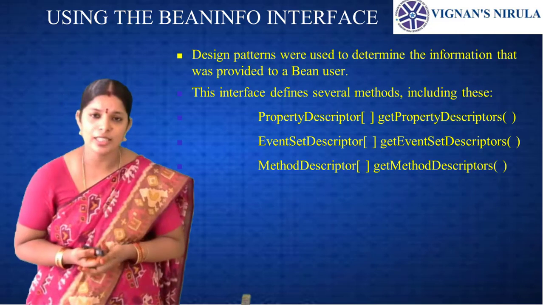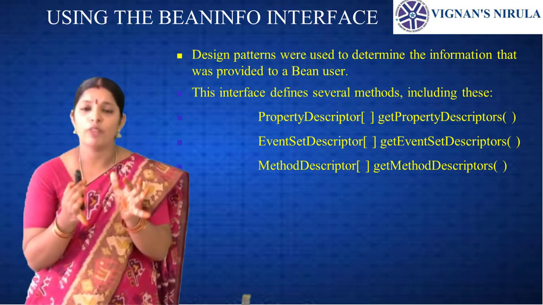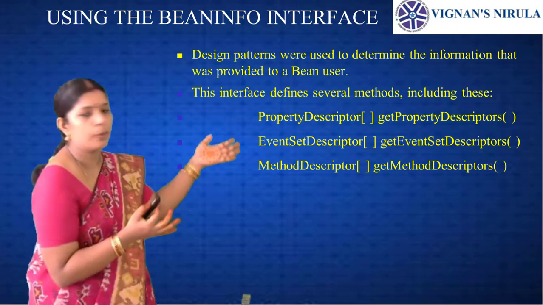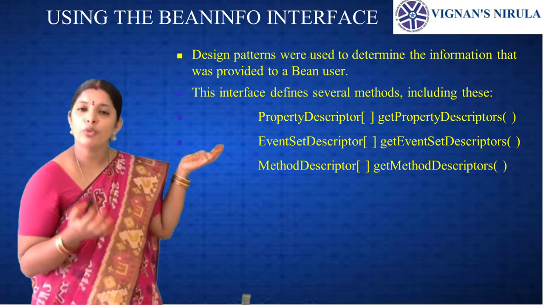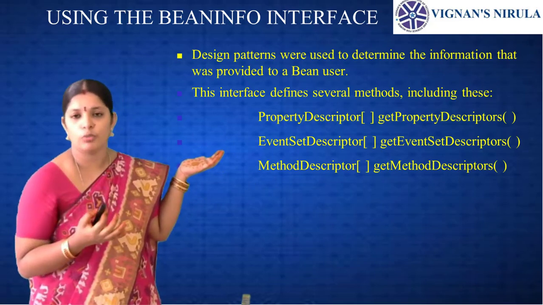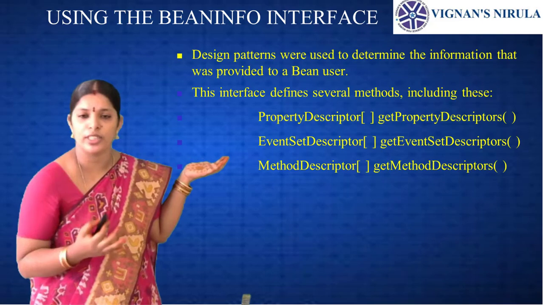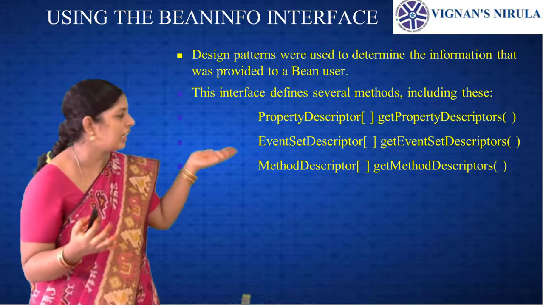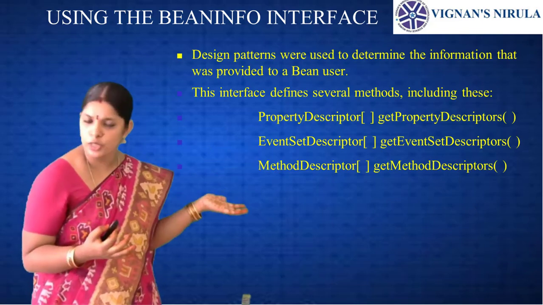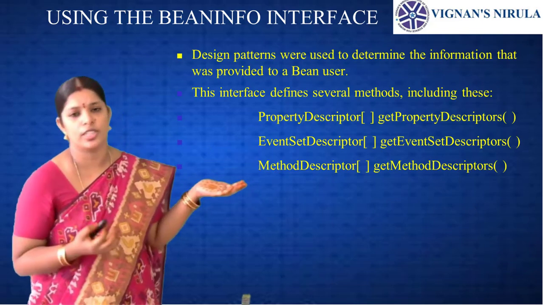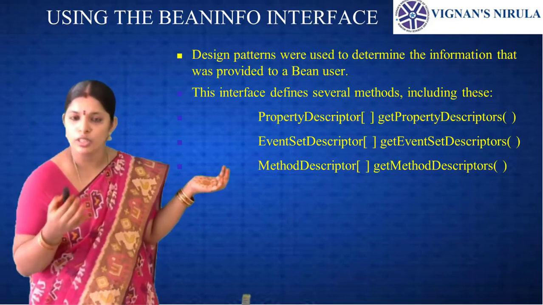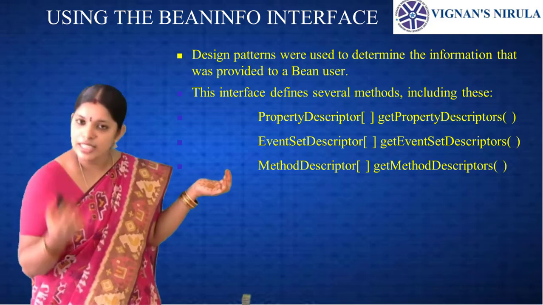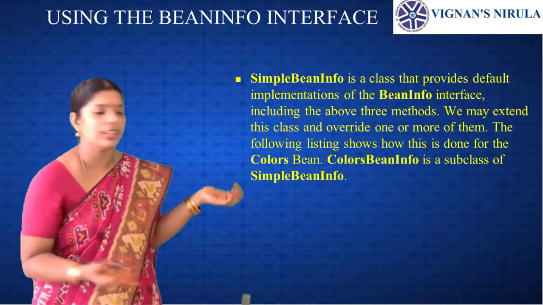What is the property descriptor? We want to describe the properties of a bean, and for that we use the property descriptor. Whenever we want to set events, we have to describe what events can occur in the bean. That is described by using the event set descriptor. And the next is the method descriptor. What methods are we using? We are using the set method and the get method. It gives the description of the methods we are using.